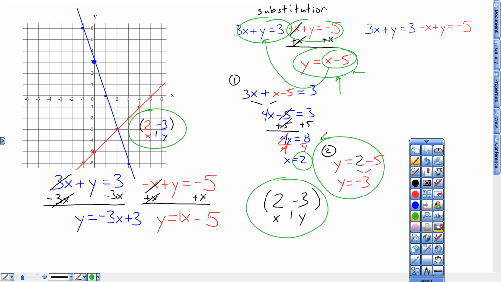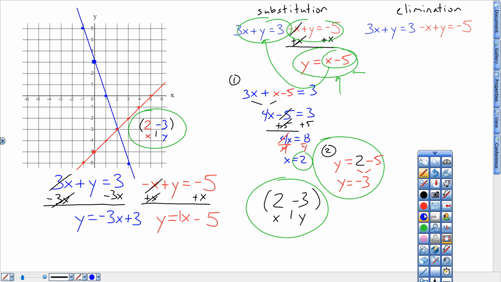All right, the next way to get that same point is called elimination, where you stack them on top of each other and try to eliminate one of the variables. So elimination method, you stack them on top of each other. You don't have to solve them for x or y, just leave them all mixed up like this. This is called standard form. When y is by itself, we call it slope-intercept form.